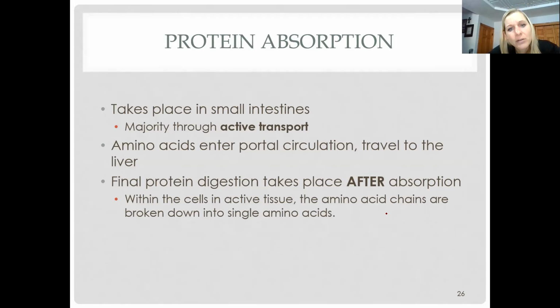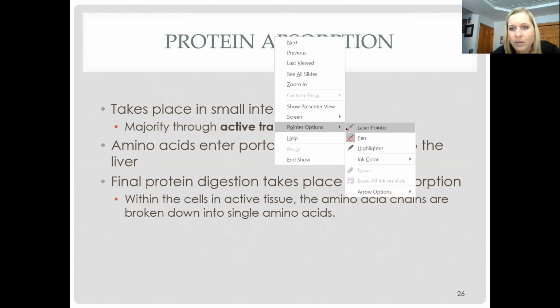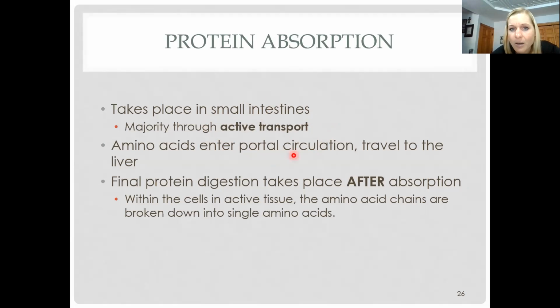So the next thing we want to do is have some absorption occurring. We know that absorption is going to occur in the small intestines, primarily through that process of active transport that we talked about with carbohydrate absorption. They're going to enter into the hepatic portal system that we talked about with carbohydrates, and they will travel to the liver. In the liver, we will have some potential modification or processing of the amino acids.